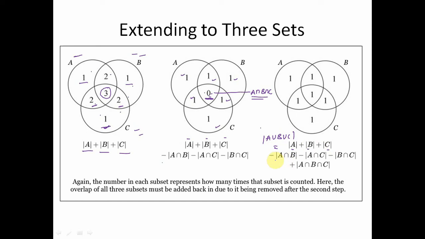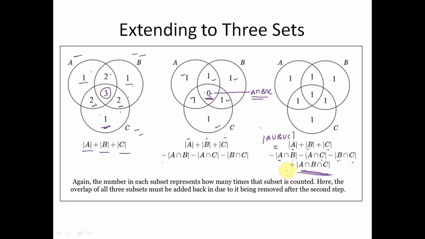Then minus cardinality of A intersection B. I am removing those elements which are present in A and B both. I am excluding the elements which are present in A and C both. I am excluding the elements which are present in B and C both. But then again, I'll have to include the elements which are present in all the three sets.